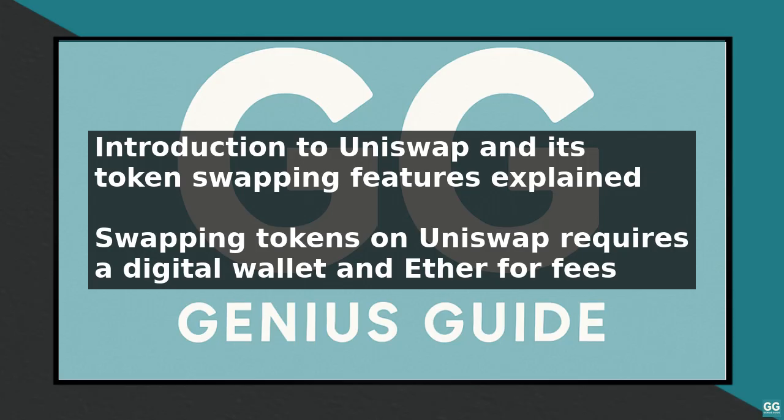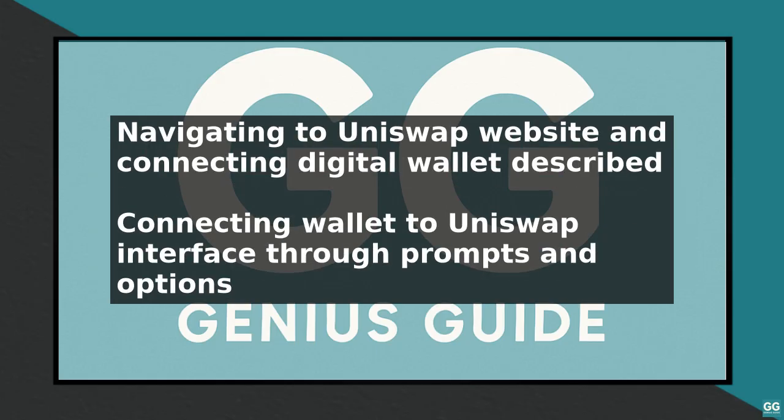First, navigate to the Uniswap website and click on the Launch App button. This will take you to the Uniswap interface where you can connect your digital wallet. Click on the Connect Wallet button and select your wallet provider from the list of options. Follow the prompts to connect your wallet to Uniswap. Once your wallet is connected, you can begin the token swapping process.